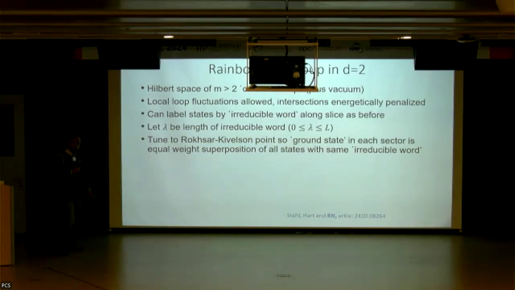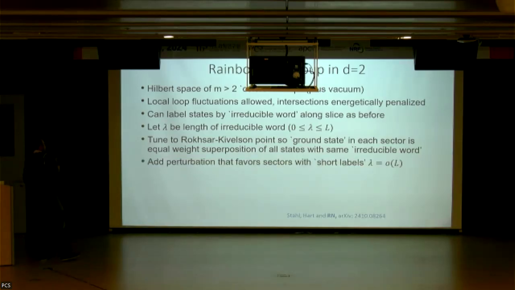And now let's tune to a Rokhsar-Kivelson point, so your Hilbert space breaks up into sectors. Each sector is labeled by its own topologically invariant word. But there are lots of different loop configurations with the same topologically invariant word. So let's tune the Hamiltonian to a point where the ground state in that sector, the lowest energy state, is an equal weight superposition of all states with the same topologically invariant word.